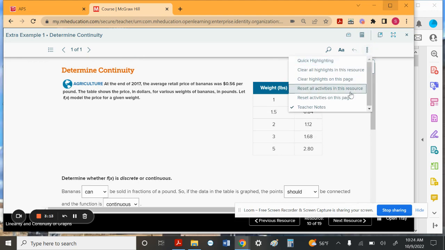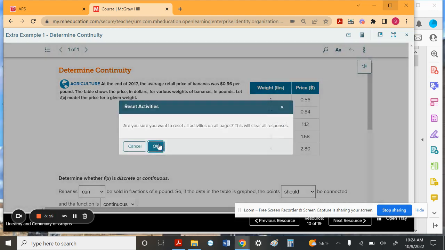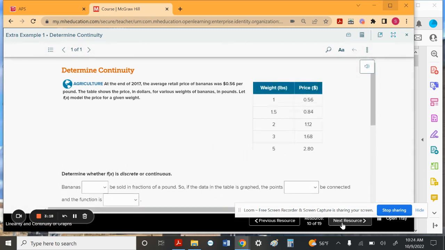I'm going to reset the activities just so I remember to do that before class starts. So those get reset before we move on.